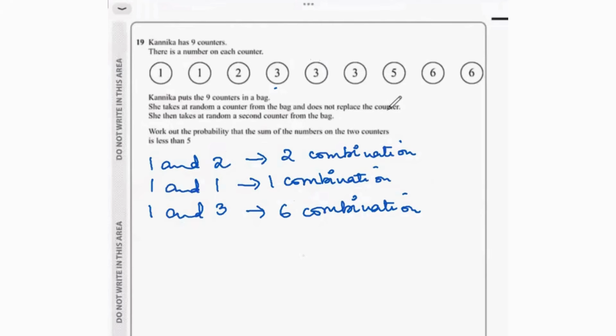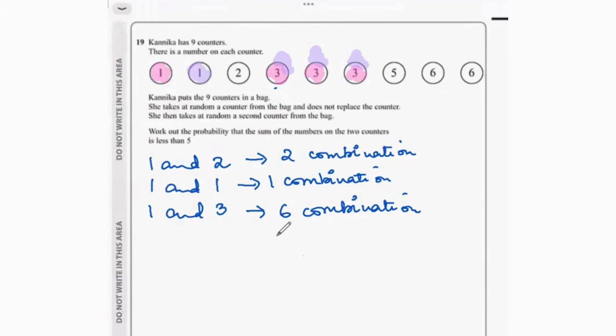So then there's another one. I hope that makes sense. So basically what I mean is that if I pick this one, then with this I can pick this, then this or this. Then for the other one, if I pick this one, then I can pick this, or this, or this. So this way we have 6 combinations in total for 1 and 3.